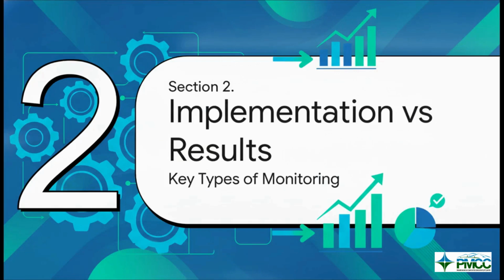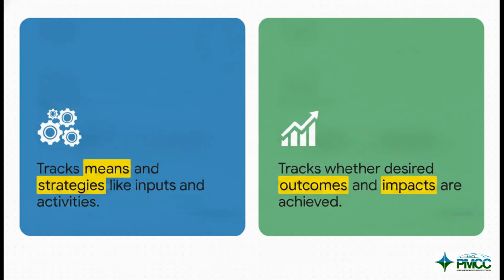Moving on to Section 2, implementation versus results. These are the two key types of monitoring. Now we're going to contrast two completely distinct methods to really understand the two vital halves of the monitoring equation. First up, implementation monitoring. This tracks the means and the strategies, your inputs, your activities, and your outputs. Basically, it asks, did we actually execute the work plan?